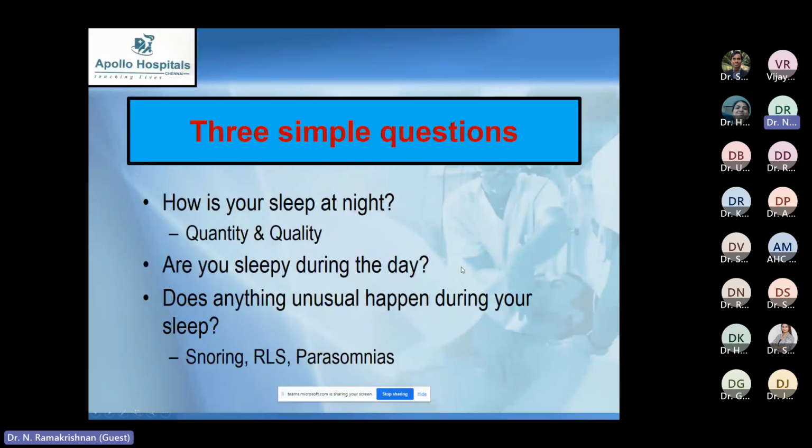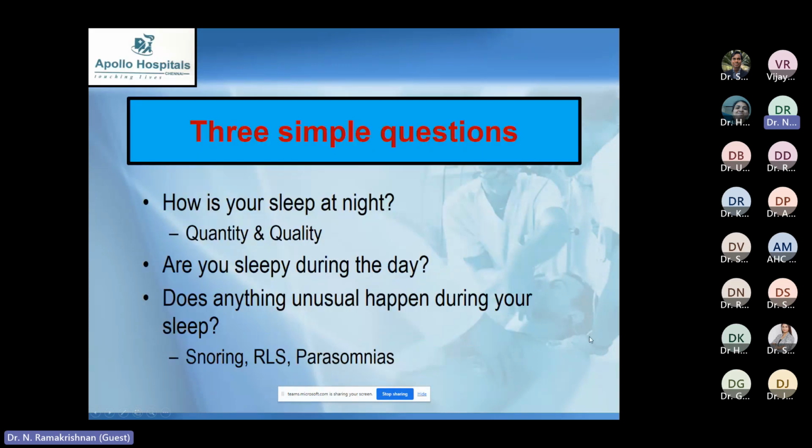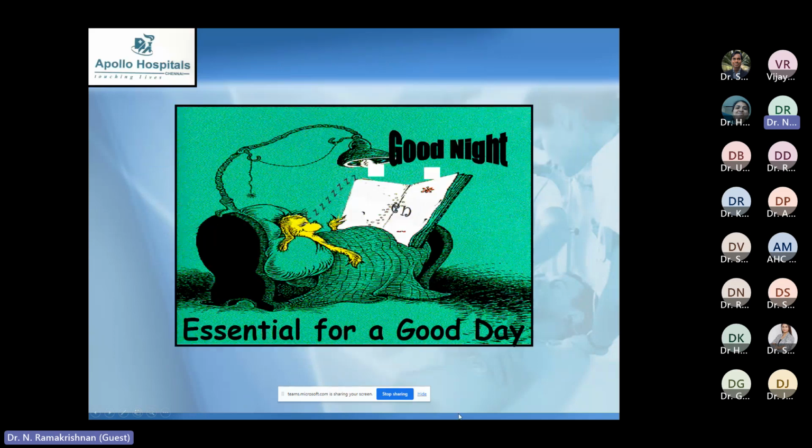So my suggestion in any kind of primary practice is, if you ask 3 questions, you will identify sleep problems. Number 1, how is your sleep at night? How many hours do you sleep? And do you feel fresh in the morning? How is the quality? Are you sleepy during the daytime? That identifies the daytime hypersomnolence. Number 3, does anything unusual happen during your sleep? There you can expand on snoring, restless legs, or any of the parasomnias. And if these 3 questions are asked, you will definitely screen and capture any sleep problem.